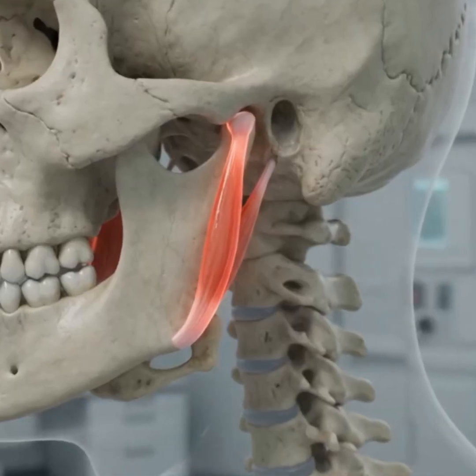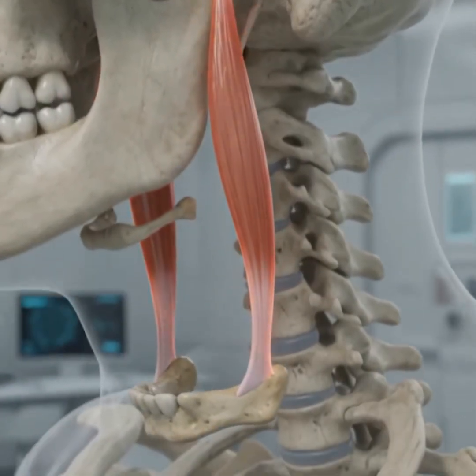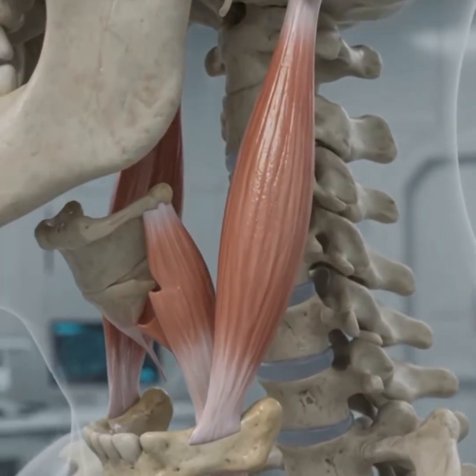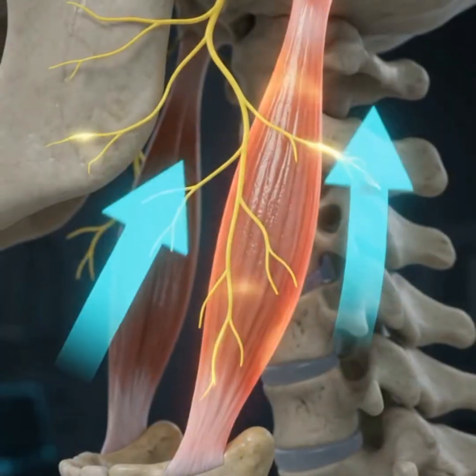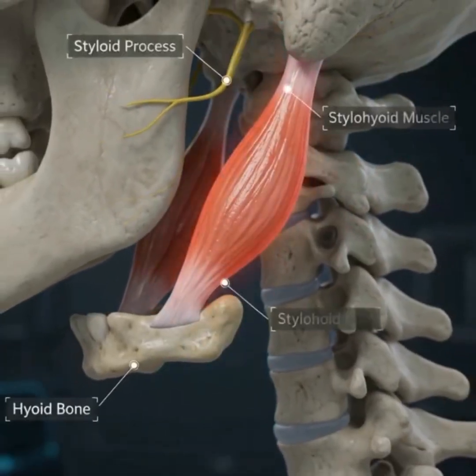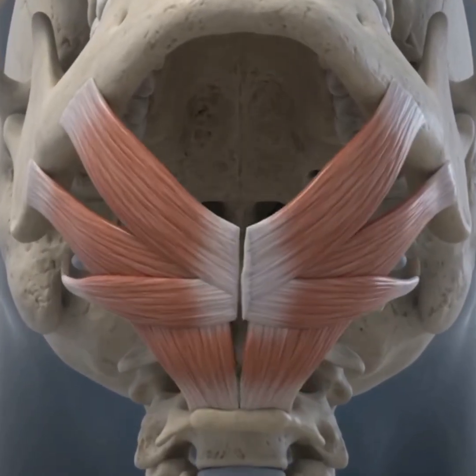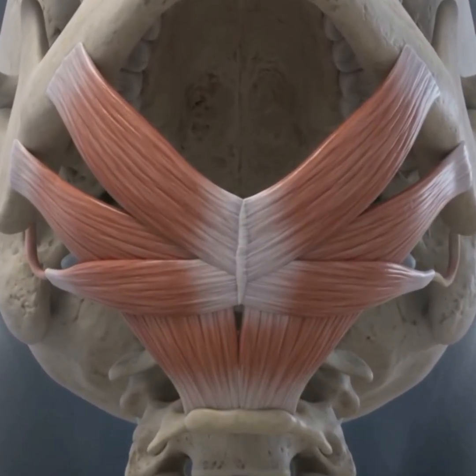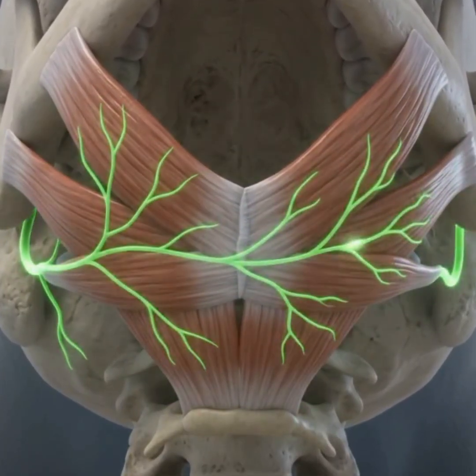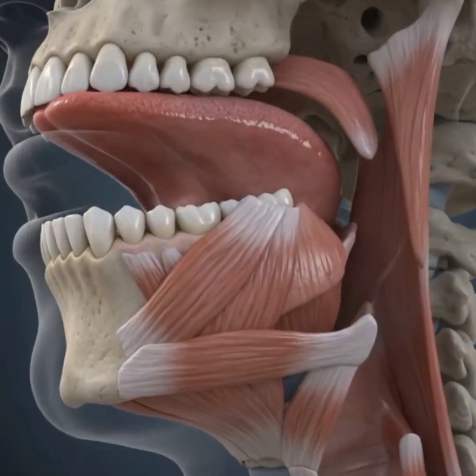The stylohyoid muscle arises from the temporal styloid process and inserts onto the lateral body of the hyoid. It is innervated by the facial nerve. It pulls the hyoid upward and backward. The mylohyoid muscle forms the floor of the mouth. Arising from the mandible, it inserts onto the hyoid bone. Innervated by the trigeminal nerve, it elevates the floor of the mouth during swallowing.